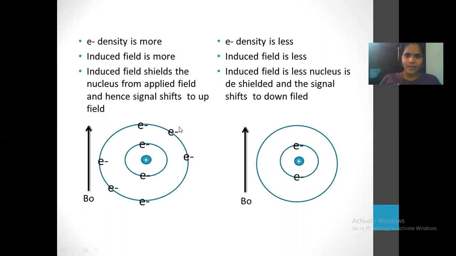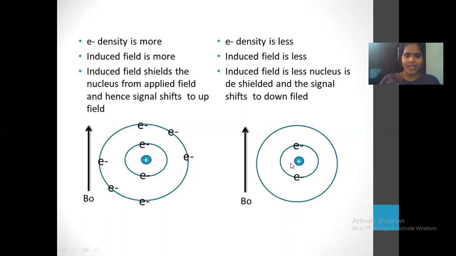This NMR is about the nucleus, meaning protons, which is at the center. As we have discussed, the nucleus has spin, and when it is kept in an applied magnetic field B0, it depends on the electron density around a particular nucleus. I just showed you two cases here, where in this picture we have more electron density, and here very little electron density.